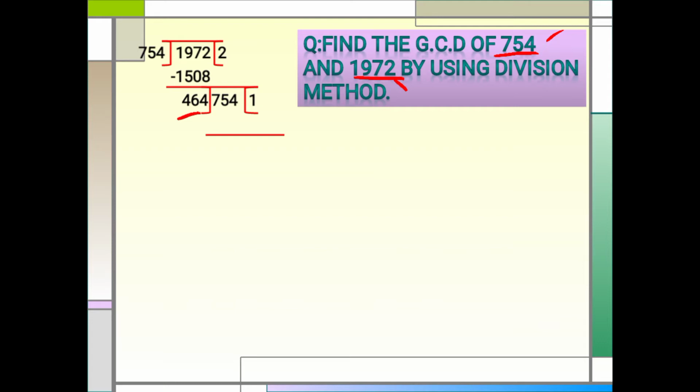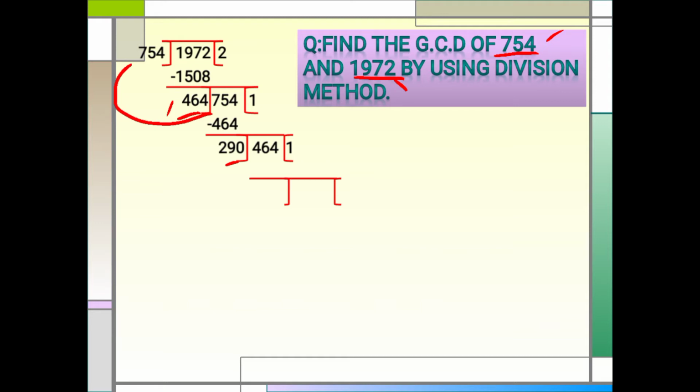If you get a remainder while you are finding out the GCD, you will take your previous step divisor as your new dividend, and the remainder of the first step will become your divisor. Now you are going to divide 754 by 464. So 464 multiplied by 1 will become obviously 464. And after subtracting 464 from 754, what you will get? You will get 290.